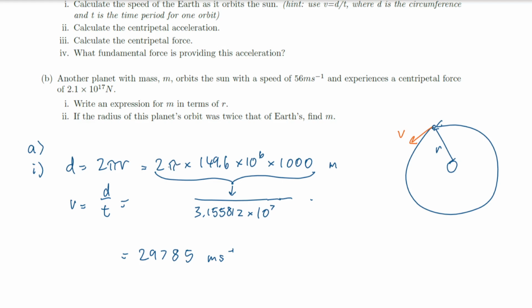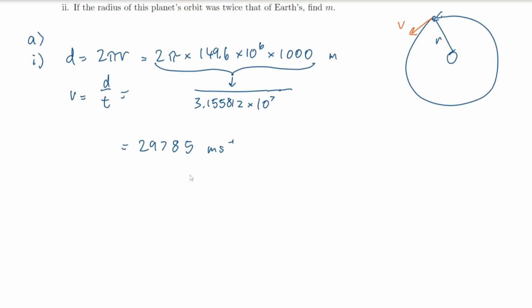Okay, we got speed. What's next? Calculate the centripetal acceleration. So we know in a circular path, the velocity of Earth is actually changing. The magnitude is the same, but it's the direction that's changing. So in order to have a changing velocity, it must be accelerating. And it's actually accelerating inwards to the sun. Right? But every time, it just overshoots the sun, which is why it keeps the circular orbit.